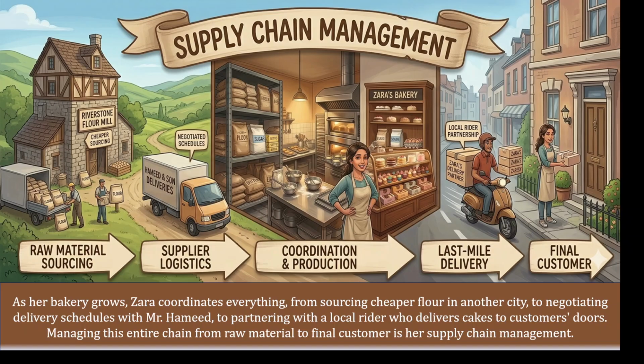As her bakery grows, Zara coordinates everything from sourcing cheaper flour in another city to negotiating delivery schedules with Mr. Hamid to partnering with a local rider who delivers cakes to customers' doors. Managing this entire chain from raw material to final customer is her supply chain management. This is basically supply chain management, and people make entire careers out of this because it is very complex and very time consuming, and it is a very managerial job where you have to coordinate everything.